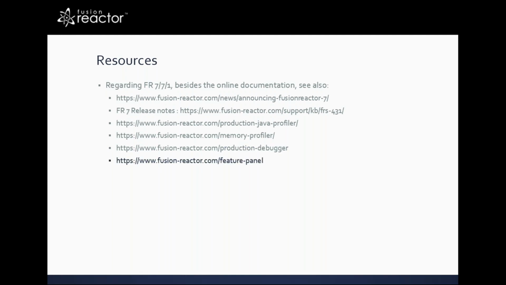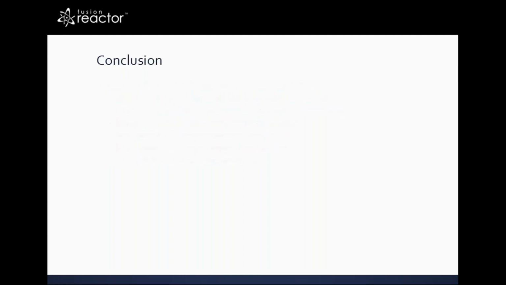There's a feature panel. If you've never seen this, go check it out, regardless of whatever version you're on. And regardless of whether you're interested in new features or not, go look at the feature panel, because it covers pretty much all the features of FusionReactor and has nice little buttons that you can click on, and it pops up and shows you things in particular places. So it's very useful, and I think underutilized, because you may not know it's even there.